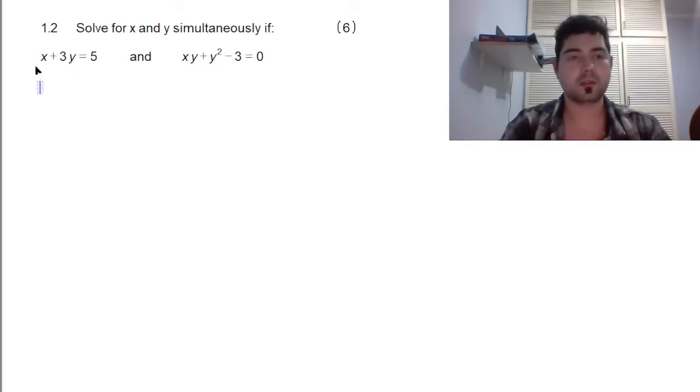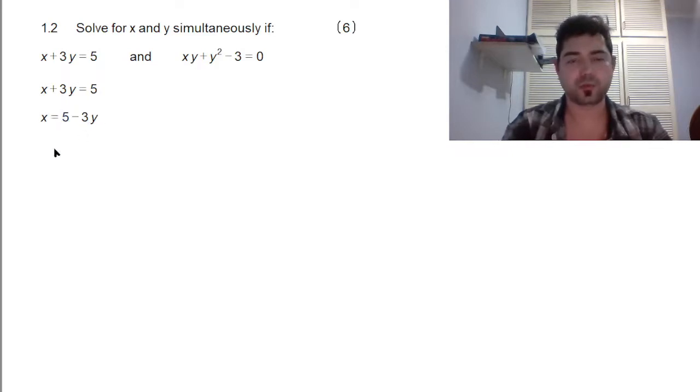Okay. So I'm going to start with this equation on the left here. And it's always good to start with the linear equation. The easiest thing to get on its own here is x. We can say x is equal to 5 minus 3y. That's just bringing the 3y over. And then we're done with that equation for now. This is telling us that we can replace x with 5 minus 3y.